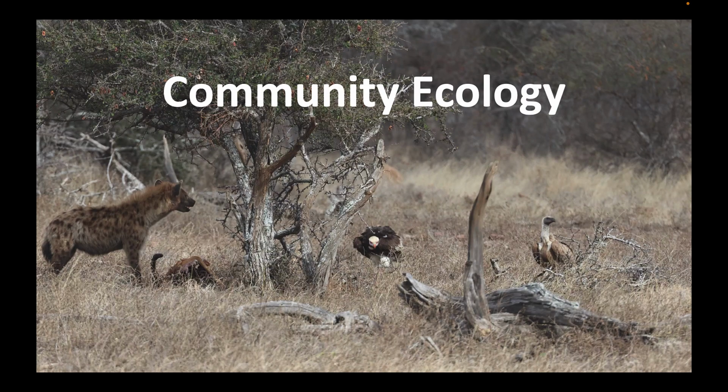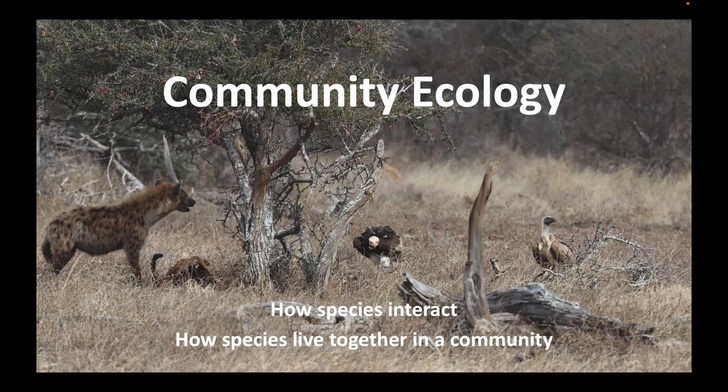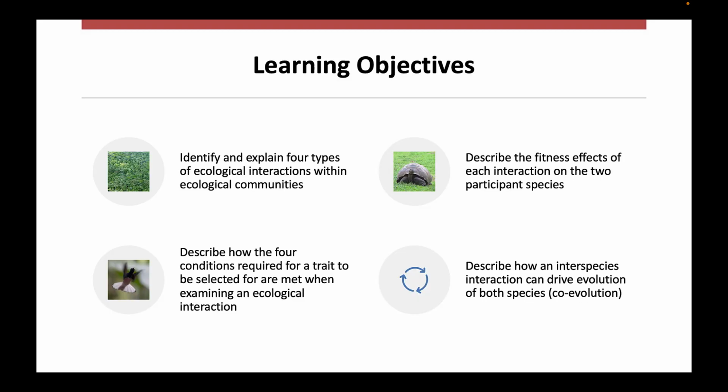Community ecology is the study of how species interact and how species live together in a community. We have 4 key learning objectives today: identifying and explaining the 4 types of ecological interactions within a community, describing the fitness effects of these interactions, then describe how the 4 conditions that are required for a trait to be selected for are met when examining ecological interaction, and finally describe how interspecies interactions can drive evolution of both species, and that's called coevolution.